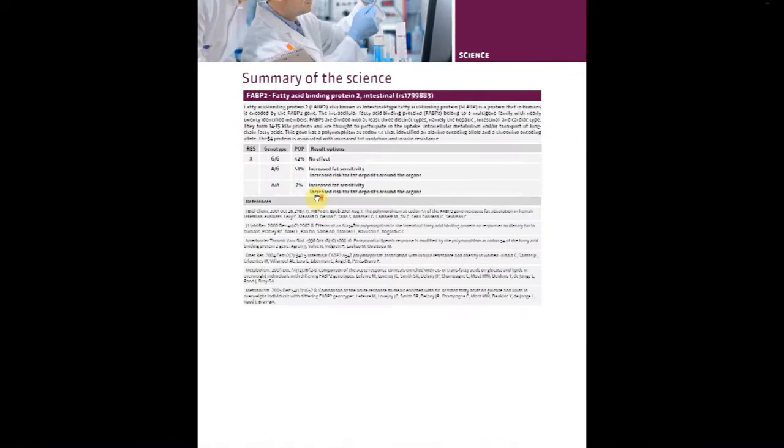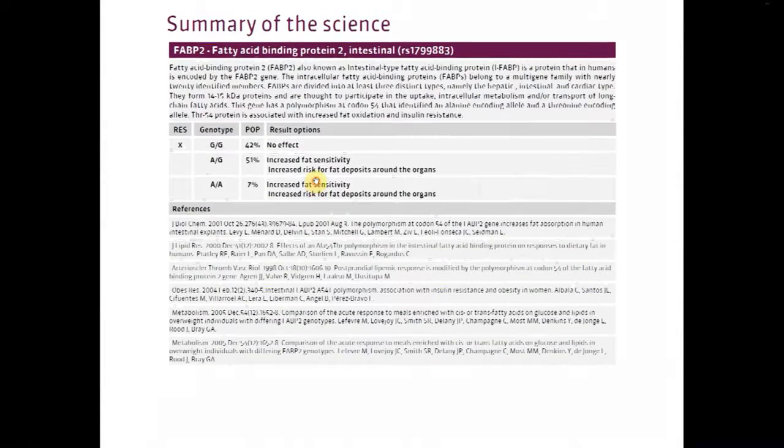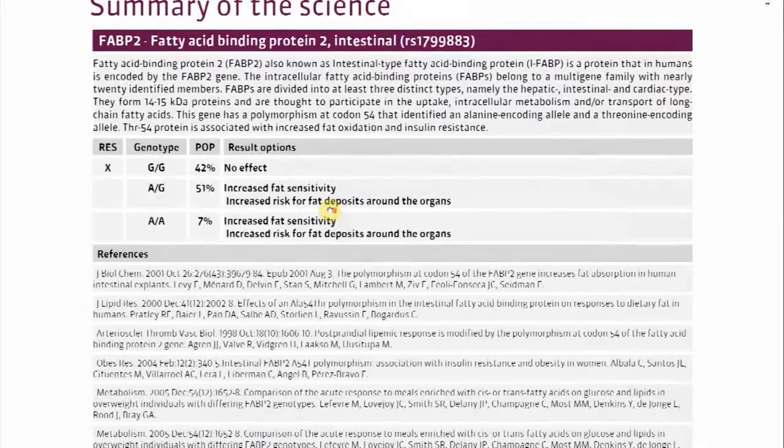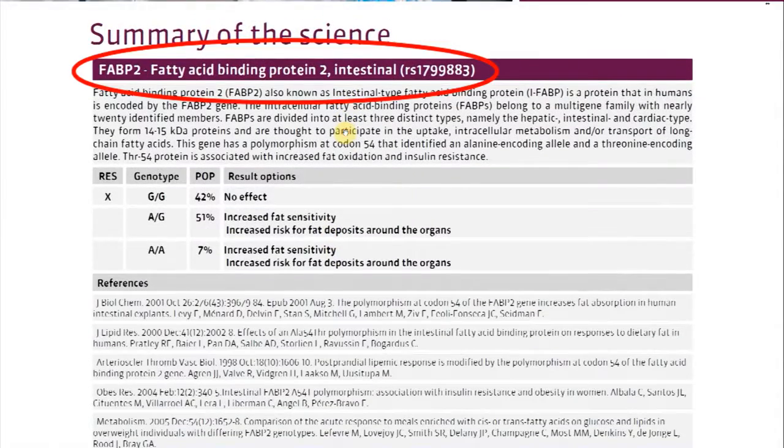This here is the scientific part. Now, I usually wouldn't encourage people that are not scientists or doctors to go through this. In case you're interested, I'll just quickly talk you through it. This is a scientific table of just one gene, the FABP2 gene, fatty acid binding protein 2 gene. Again, this is a catalog number, and here's some scientific jargon of what this gene does.